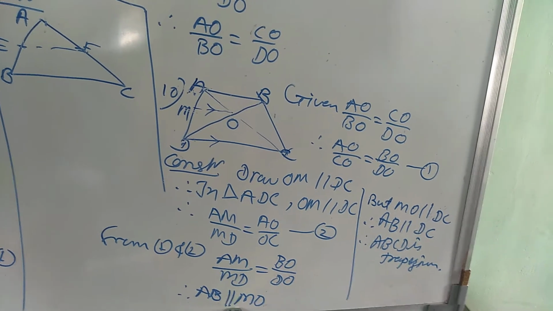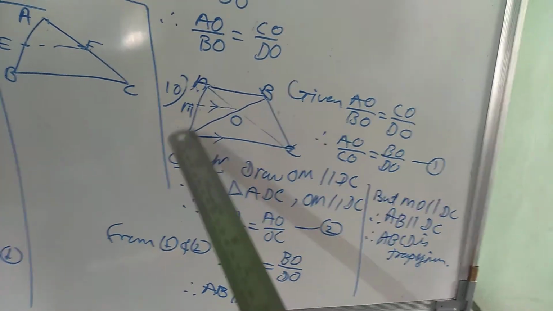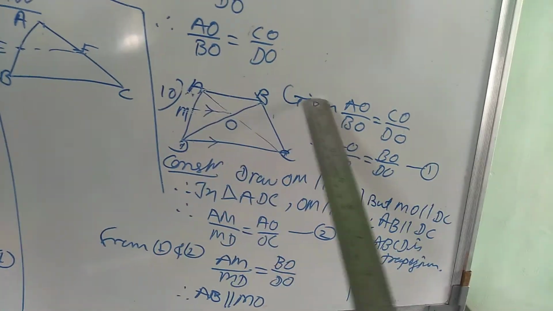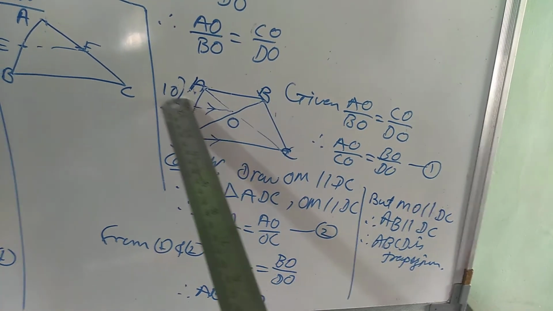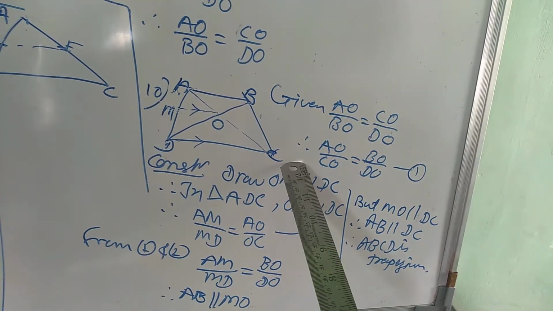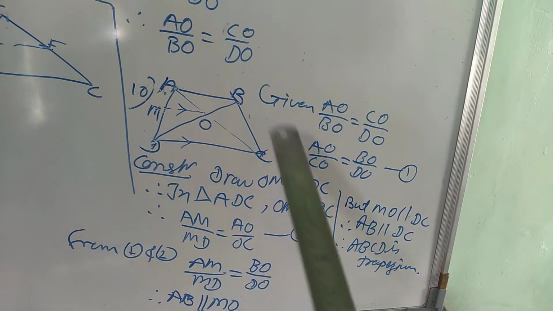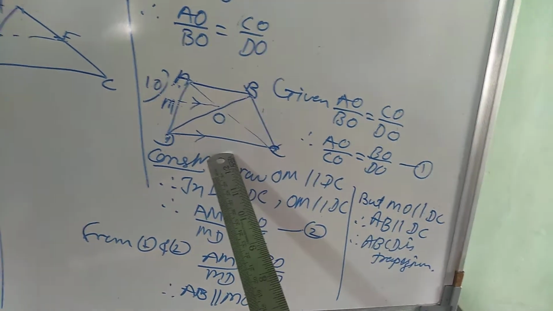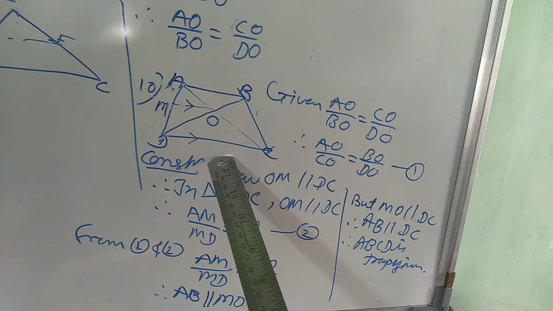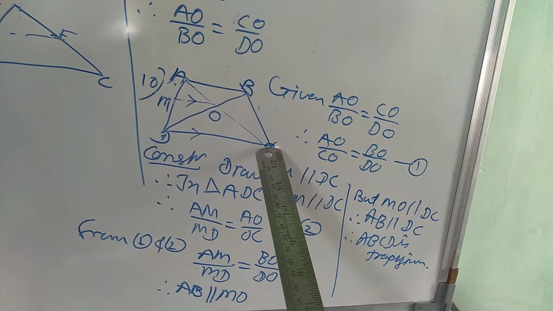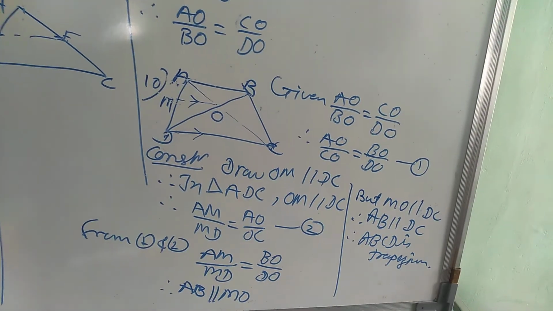But we have drawn MO, so you will get AB is parallel to MO. We have drawn MO parallel to DC. It means that MO is parallel to both the lines and hence they will be parallel to each other. So AB will be parallel to DC and hence it is a trapezium.